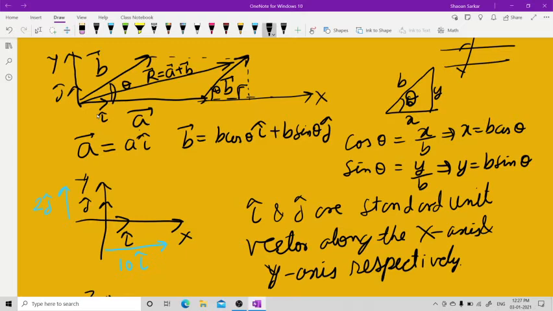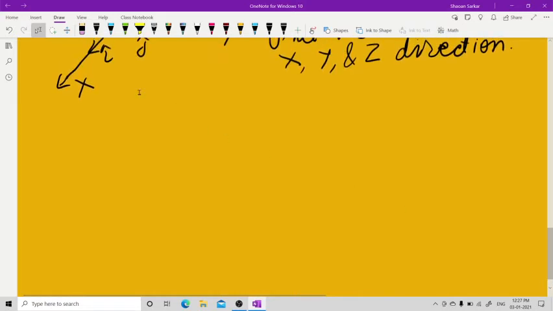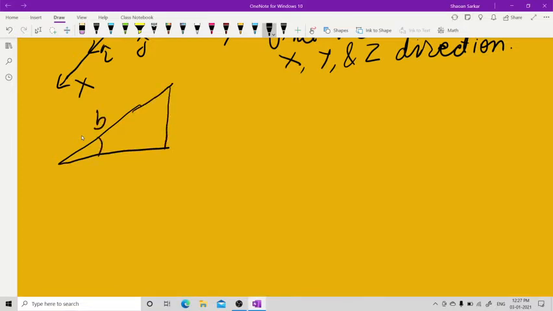Now let me tell you what this component matter is. Then we'll come to this problem. Suppose I have a vector like any number like this. What is the component? I'll just tell you. See, this is theta.